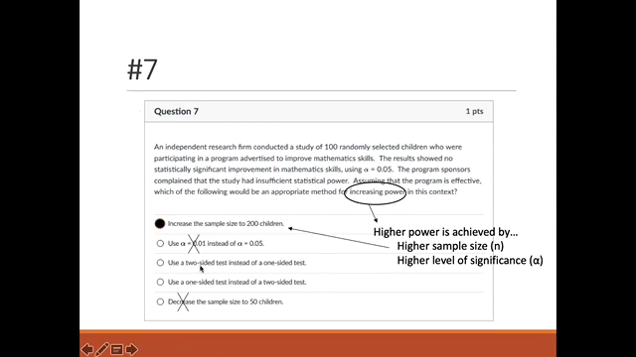Same thing. I don't want to decrease the sample size from 100 to 50. That will decrease my power. What I want to do is increase the sample size to 200. That's what will increase power in this context.